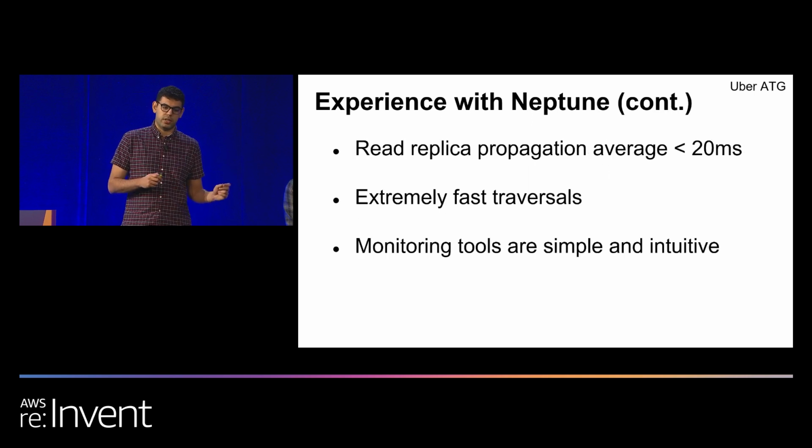We're also finding that read replica propagation is coming in at under 20 milliseconds. That's the estimated time from the Neptune team, but we found it to be consistent for some pretty high loads. We're getting really fast traversals, which allows us to assemble those maps very quickly. And we've got great monitoring tools.